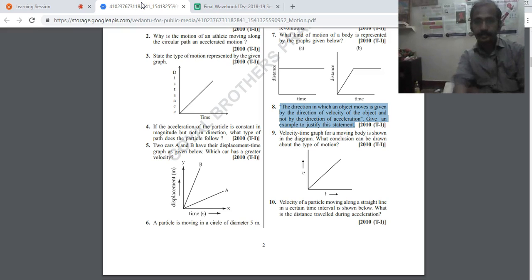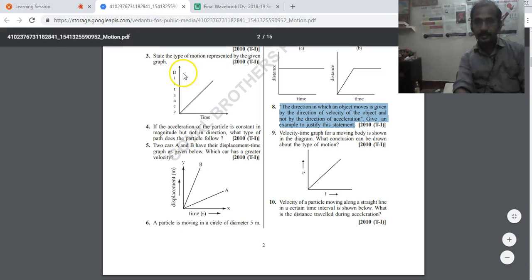Next. Ninth question. Velocity-time graph.